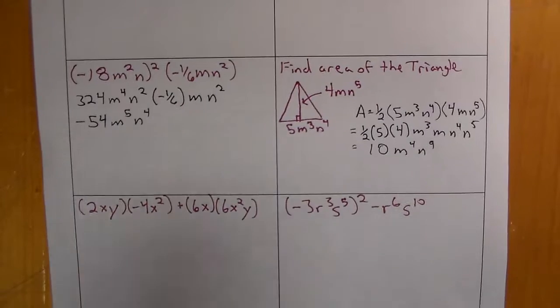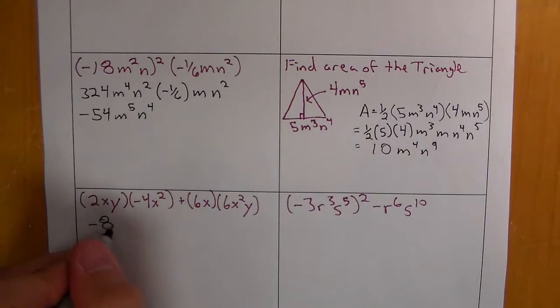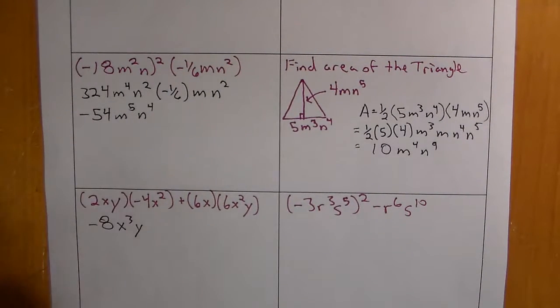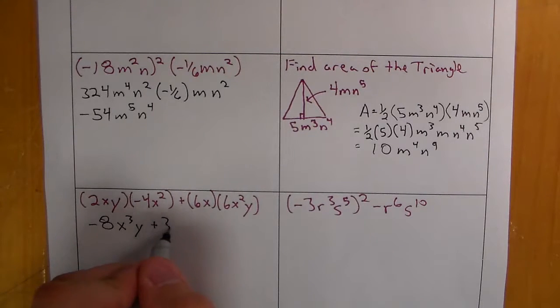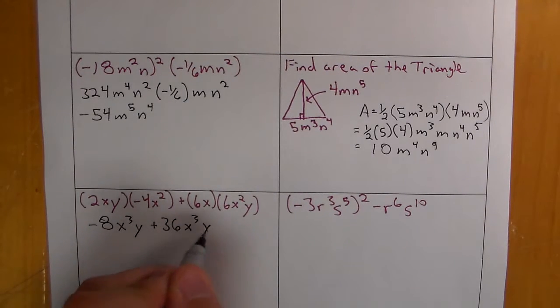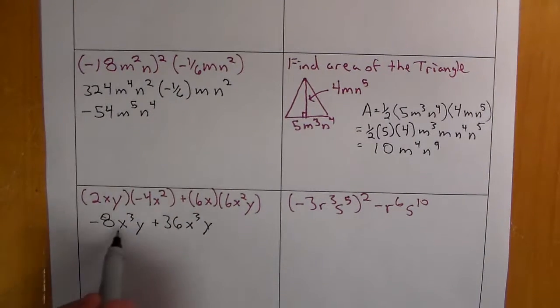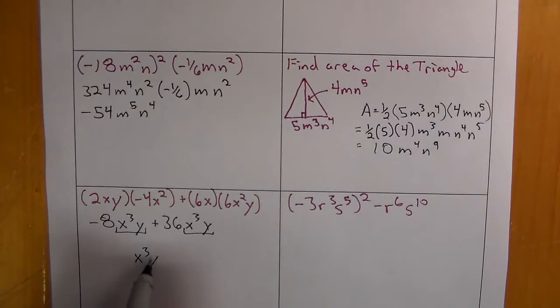So we look here, I have negative 8 x to the 3rd y, then I have 36 x to the 3rd y. They both have an x to the 3rd y in them, so that can be combined. And then I look at the coefficients. Now it's not 36 times negative 8, it's a plus. So that's just going to be 28 x to the 3rd y.